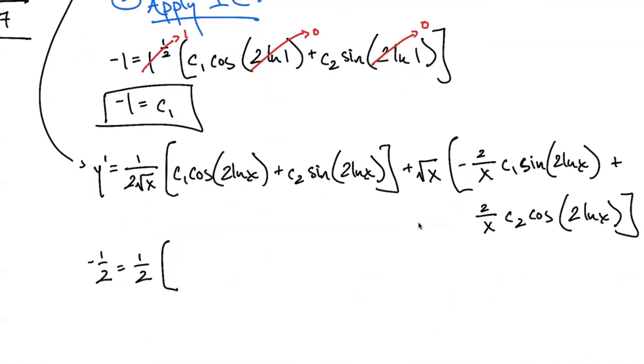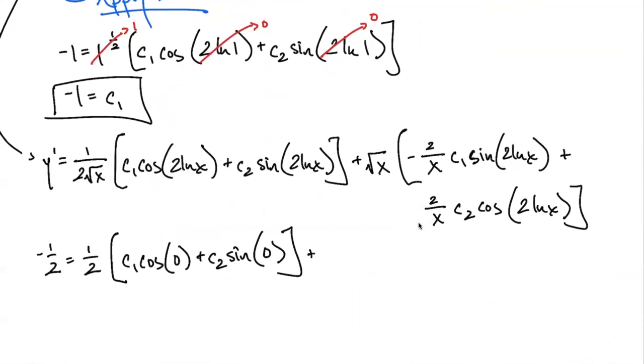Let's see, we're plugging in 1 for x. So C1 cosine of 0 plus C2 sine of 0 plus square root of 1 is 1. So negative 2 C1 sine of 0 plus 2 C2 cosine of 0.